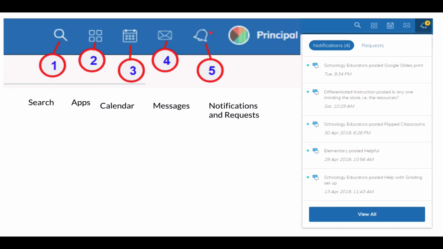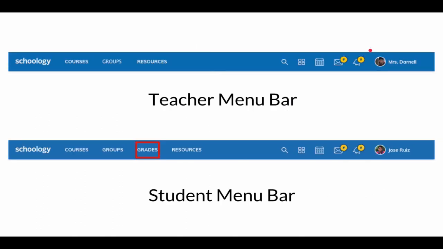And then here is the notifications area. They now have notifications and requests under the same icon. When you click on that, you'll see a menu with notifications on the left and requests on the right that you can attend to. The teacher and student menu bars are very similar, with the exception that the student menu bar has a grades area. So students can access their grades no matter where they are in Schoology.